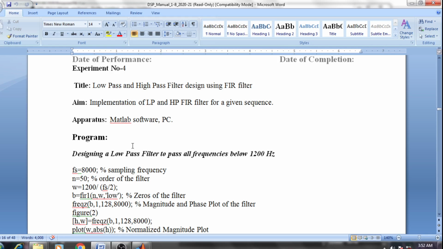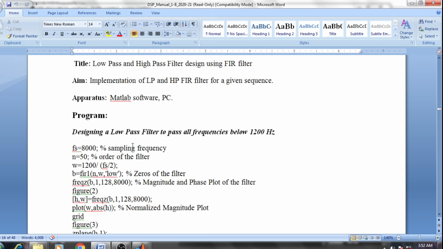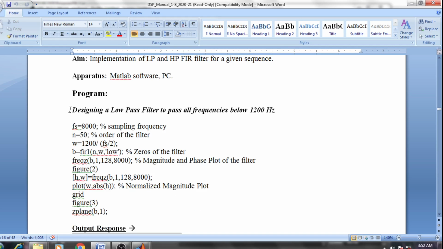The problem statement is given like this: design a low pass filter to pass all frequencies below 1200 hertz. So below 1200 hertz you want to pass all frequencies and block all other frequencies. So we go through the experiment.